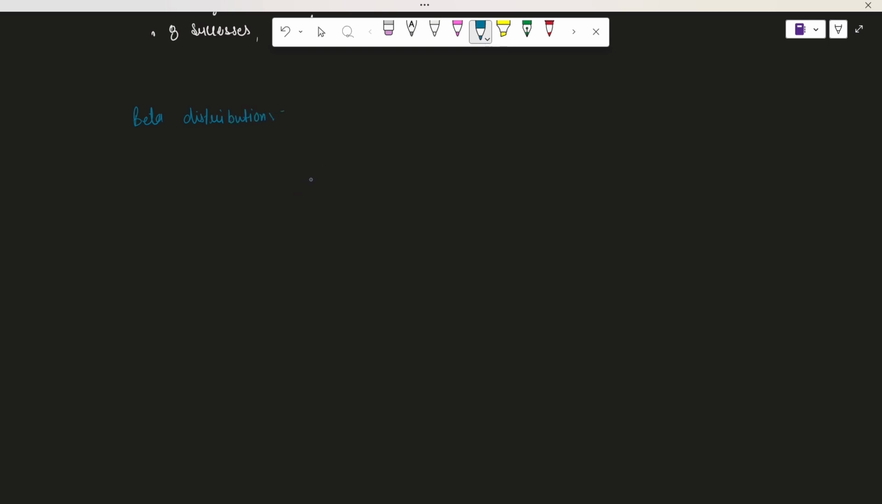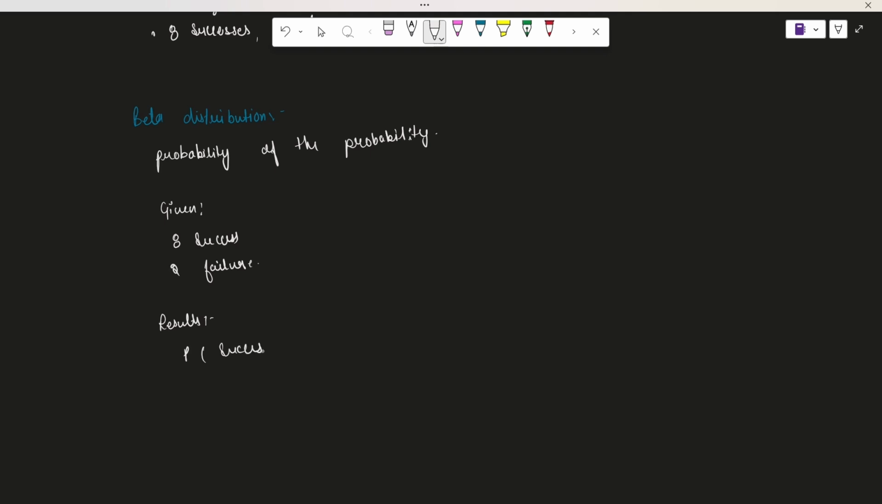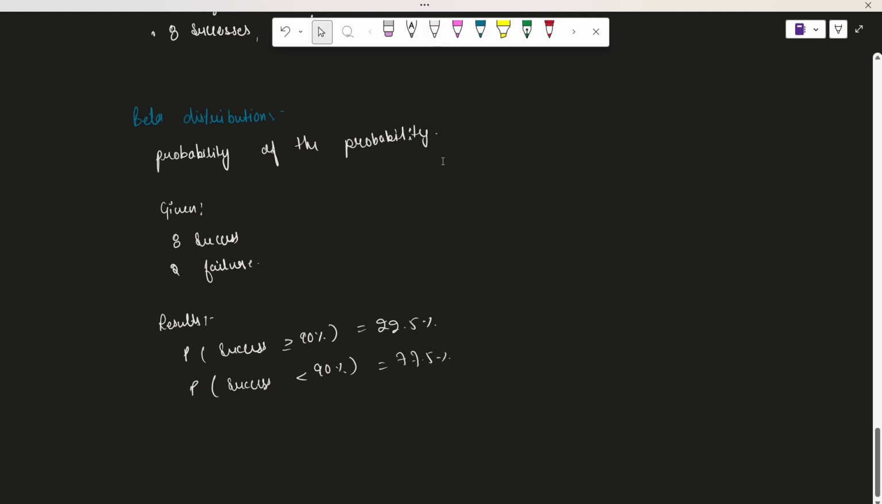Then we have the beta distribution. So the beta distribution talks about the probability of probability. For example, we are given 8 successes and 2 failures. So we are having results like probability of success greater than or equal to 90% will be 22.5%. Or if we want to calculate success less than 90%, it will be 77.5%. So this is all about today's lecture.